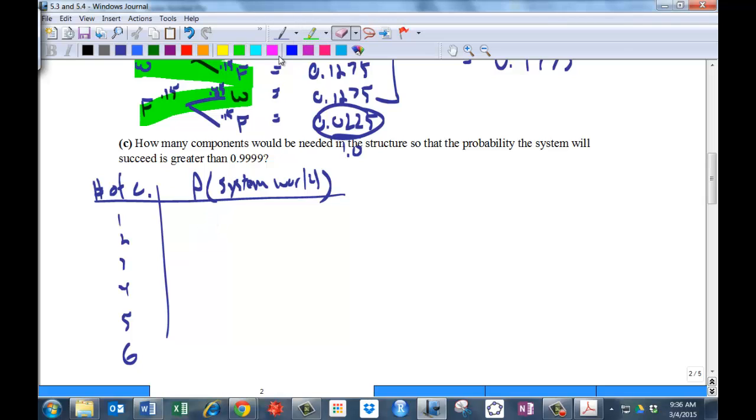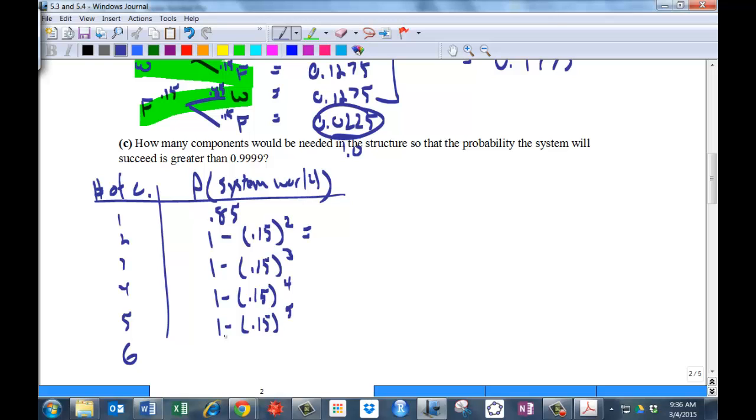Well, if we have one component, the probability of failure is 0.15, so the probability of working is 0.85, right? If we have two components, and remember, we take the total probability and we take out the case where both fail. That's 0.15 squared. And the rest of the probability left is the probability where we have at least one working. Same here, 1 minus 0.15 cubed, 1 minus 0.15 to the fourth, 1 minus 0.15 to the fifth, 1 minus 0.15 to the sixth. So these are the complement rules that we're using here.